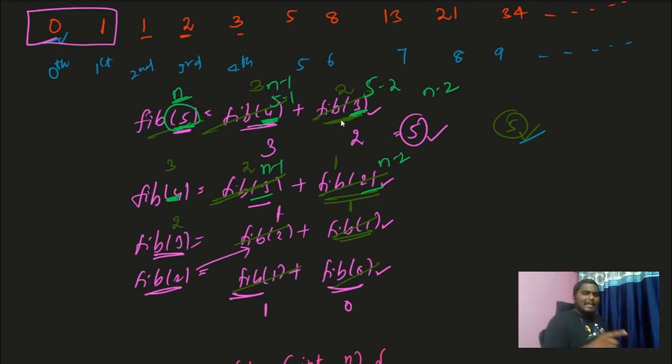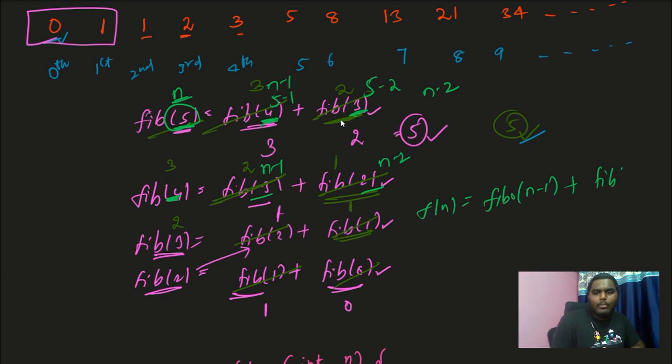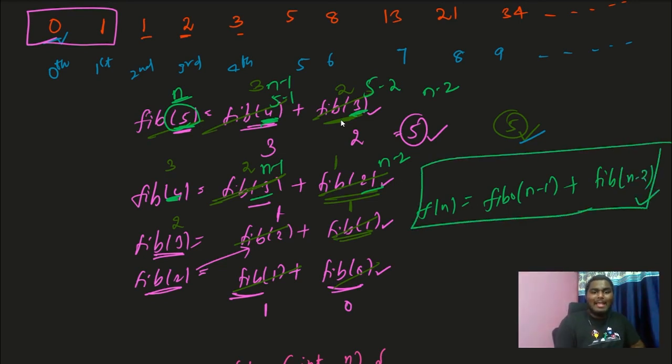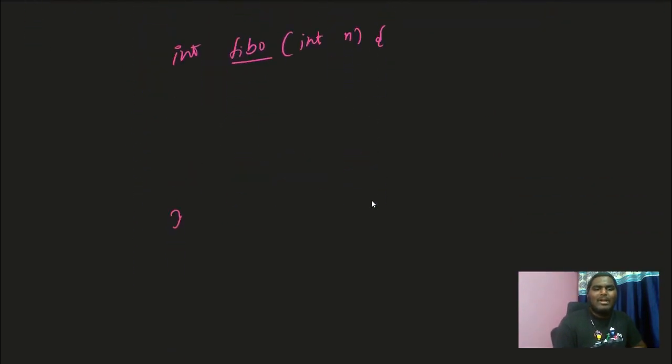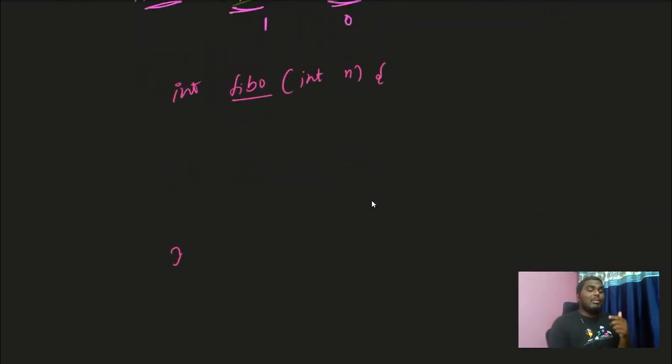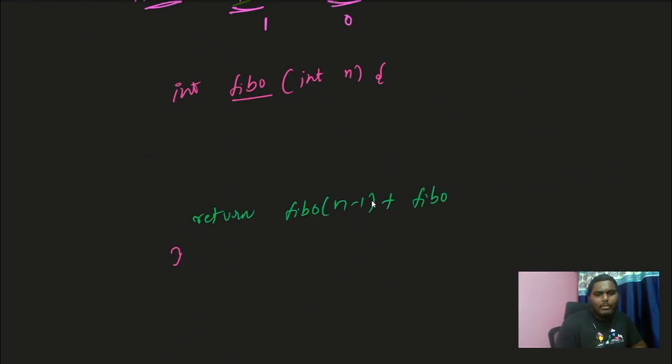So can I say that the recurrence relation that I am looking for is fib of n equal to fib of n minus 1 plus fib of n minus 2? Yes, I can say that, right? Now, whenever I make a call of finding a Fibonacci number, I will simply return fib of n minus 1 plus fib of n minus 2. Job done. So I will make recursive calls again.